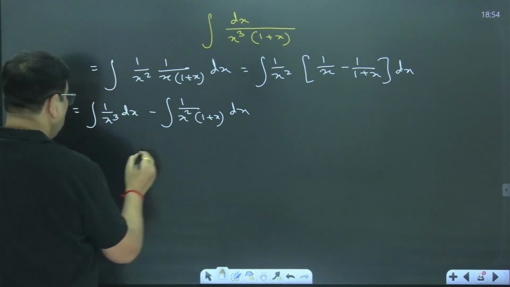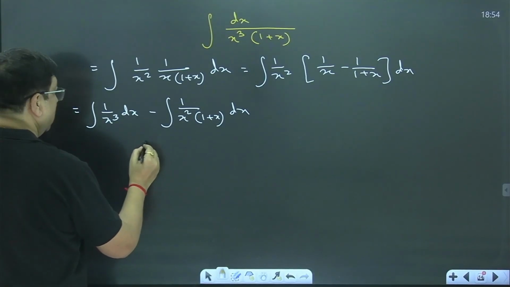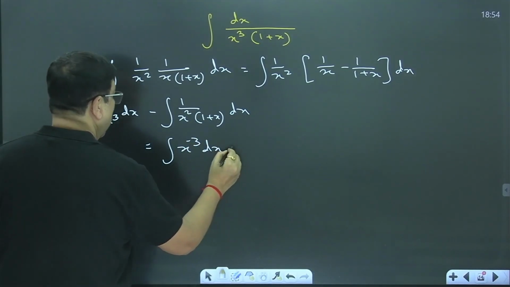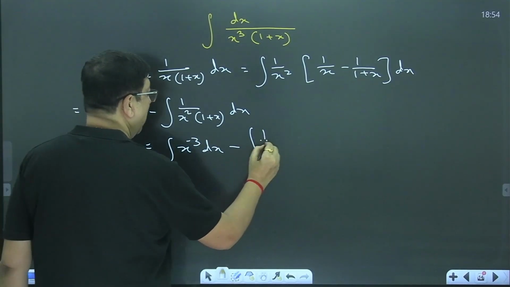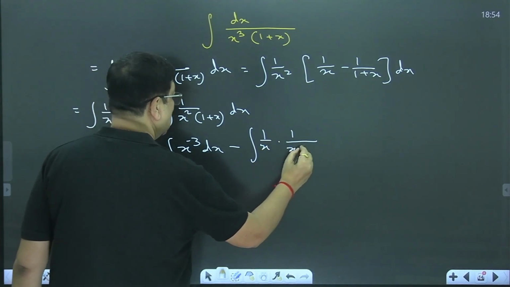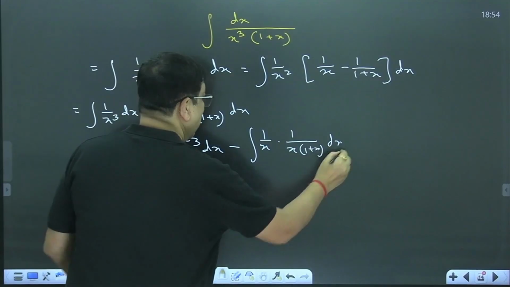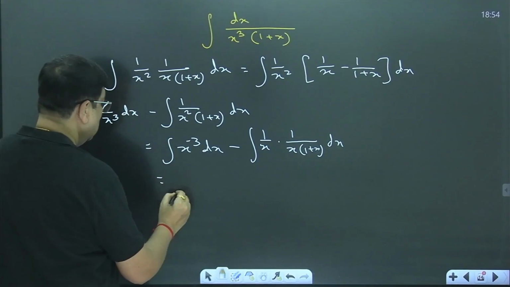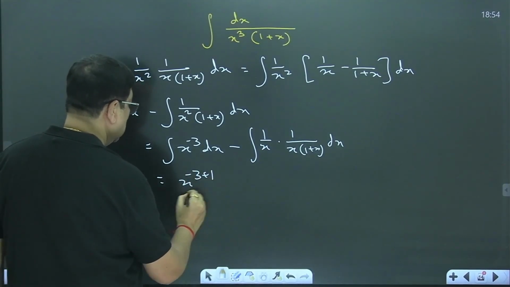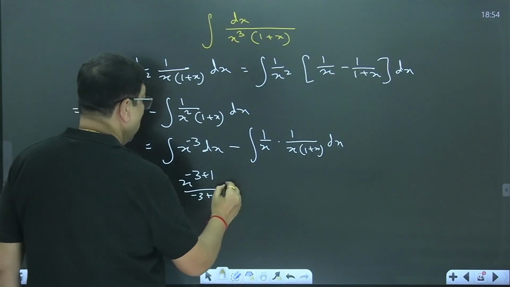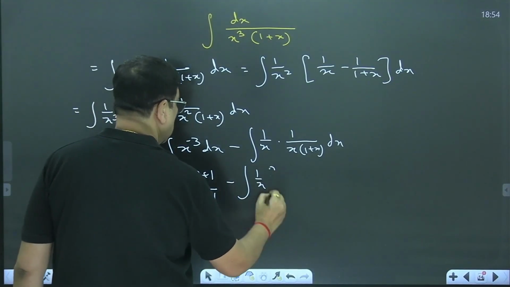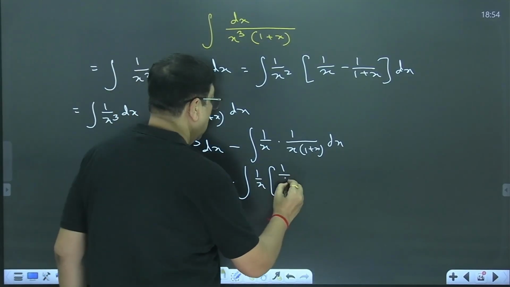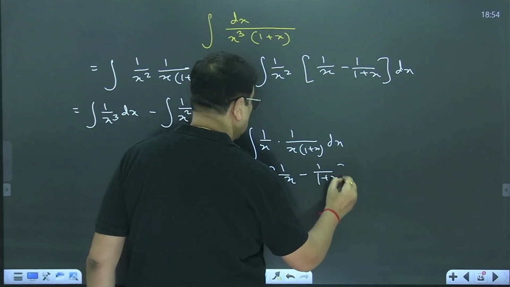Right, everybody? So once again, same method. That is the integral of x to the power minus 3 dx, and we are writing it like this: 1 by x into 1 by x into 1 plus x. We will separate it, so what we'll do? That is x to the power, just let us finish this, minus 3 plus 1, minus 1 second 1 by x. So we'll separate like this. That is 1 by x minus 1 by 1 plus x.